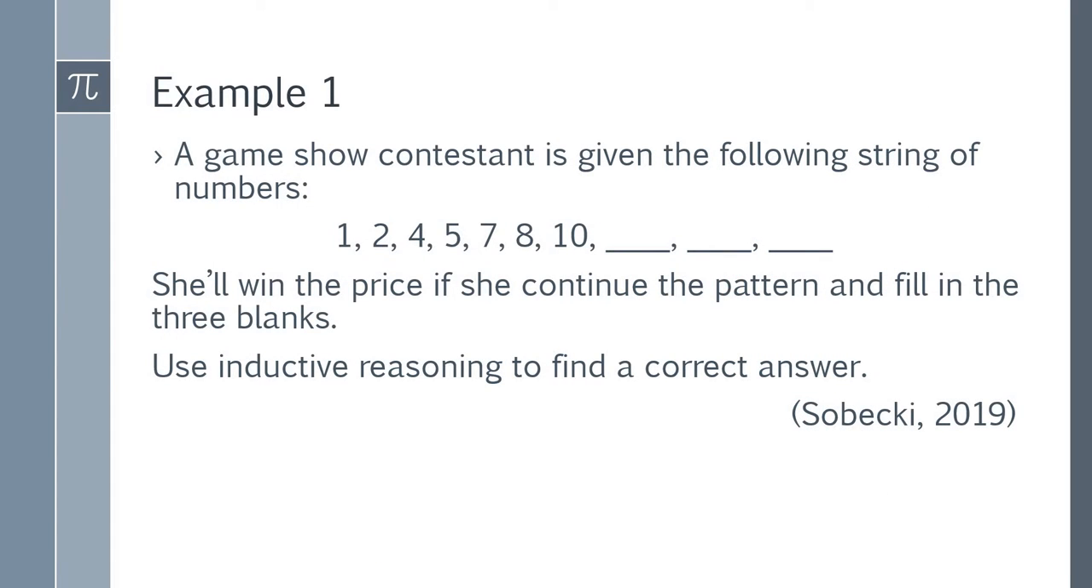So for example, a game show contestant is given the following string of numbers: 1, 2, 4, 5, 7, 8, and 10. She'll win the prize if she continues the pattern and fills in the 3 blanks. So we have here the 3 blanks. And then you use inductive reasoning to find a correct answer. This example is taken from the book of Subike of 2019.